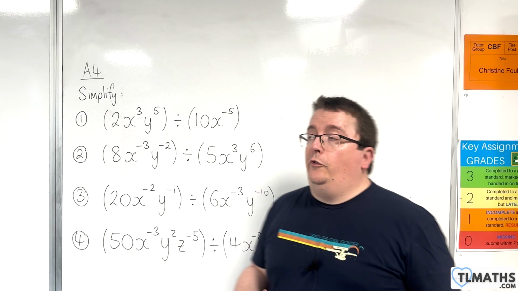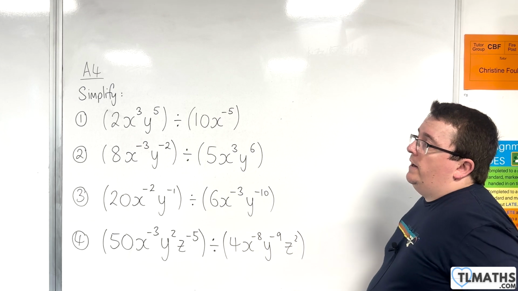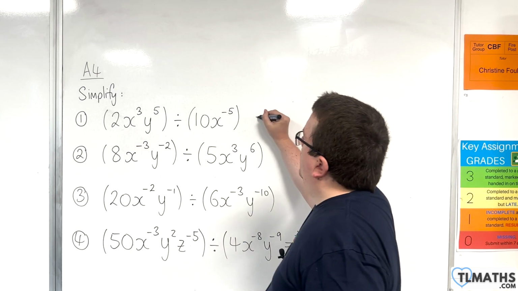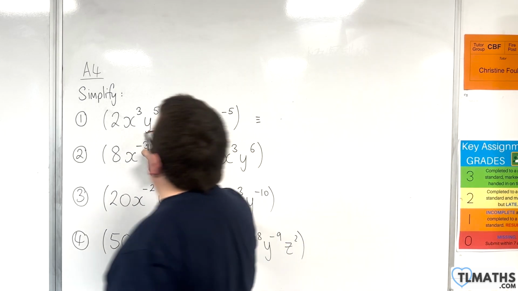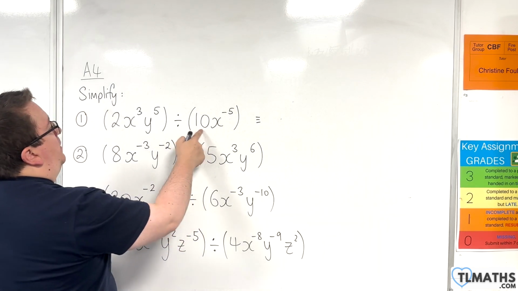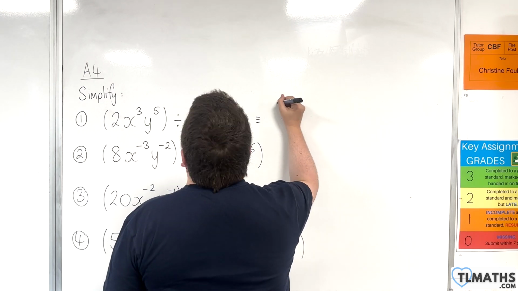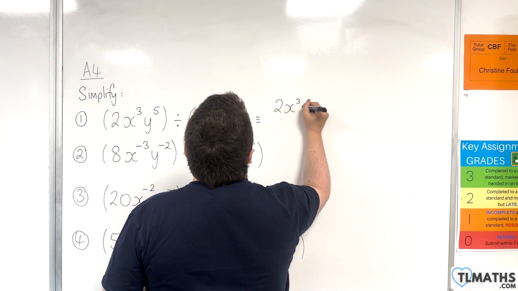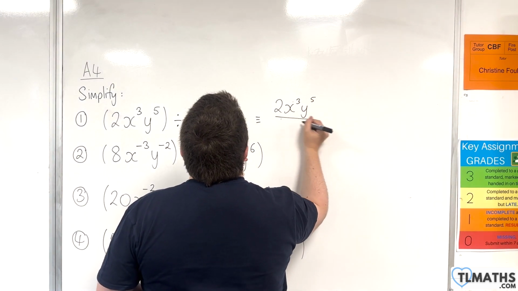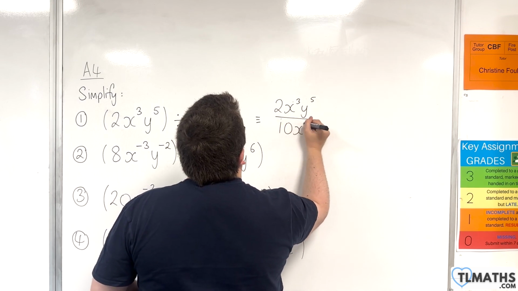So in this video we're going to go through some more examples of dividing algebraic terms. So in our first example we have 2x cubed y to the 5 divided by 10x to the minus 5. So I'm going to write that as a fraction first. 2x cubed y to the 5 over 10x to the minus 5.